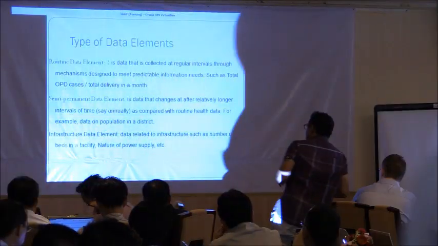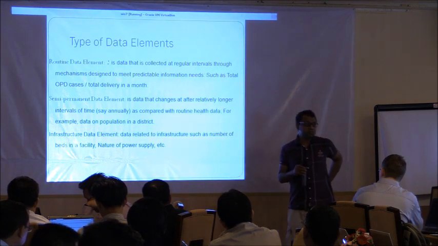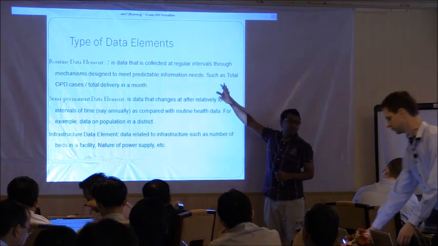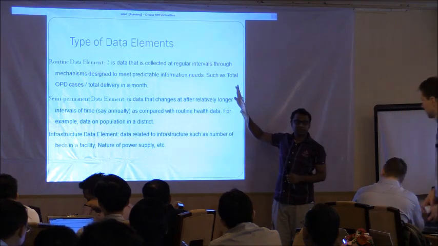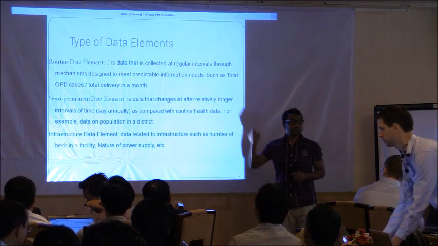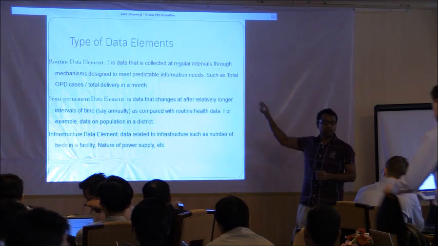Just to give a bit more about data elements. In the health system, we have 3 types of data item. Routine data items. Every country has this one. Routinely collected, whether monthly, weekly, or quarterly. So you collect routine data, like for example, service delivery. That's what we collect.